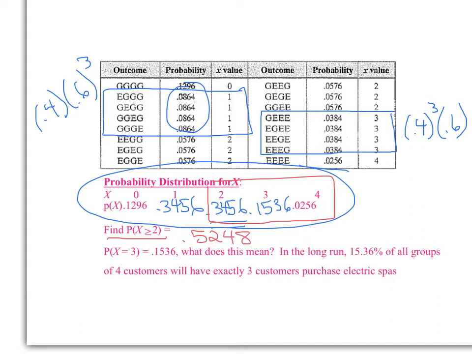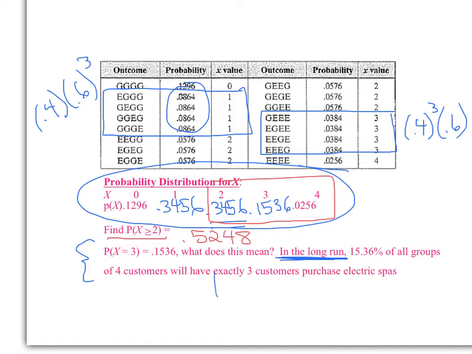When you're interpreting probabilities in a probability distribution, you have to remember that this probability is based on what would happen in the long run. So in the long run, if we repeatedly looked at 4 customers in a row, 15% of the time, exactly 3 customers would purchase electric spas.